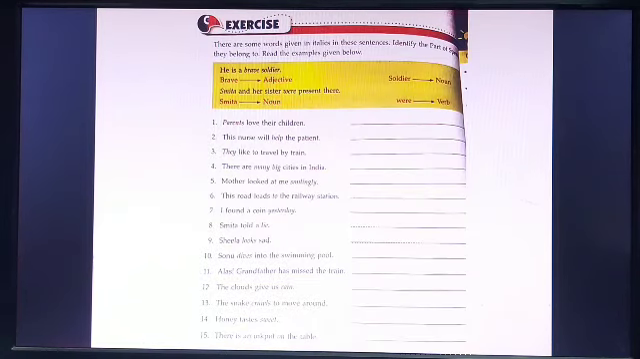You will do the next page, page number 28. You will finish it and keep it. I will give you the answers in the next video. I want to see how many of you do it yourself.